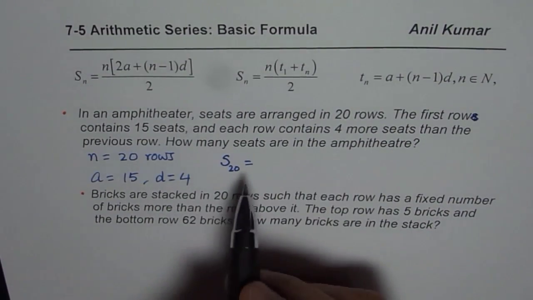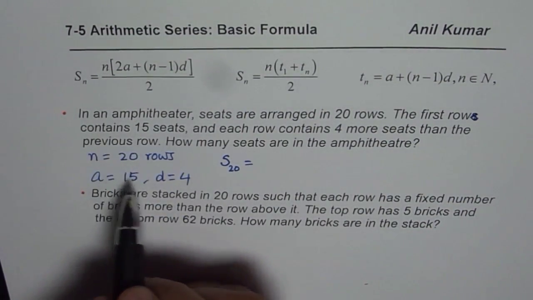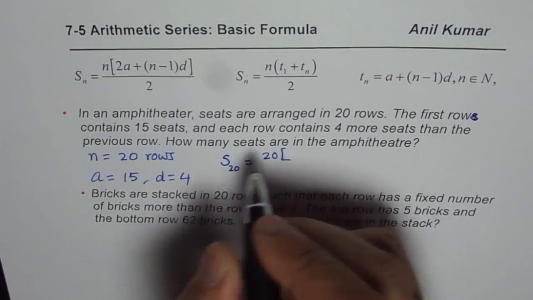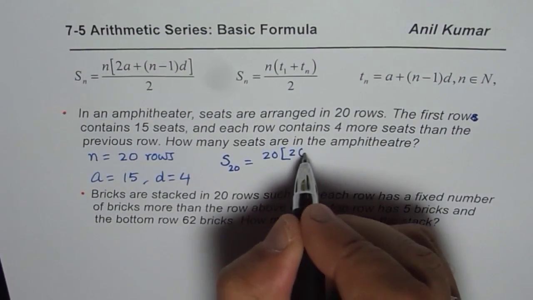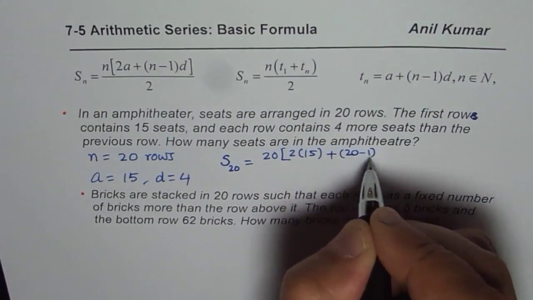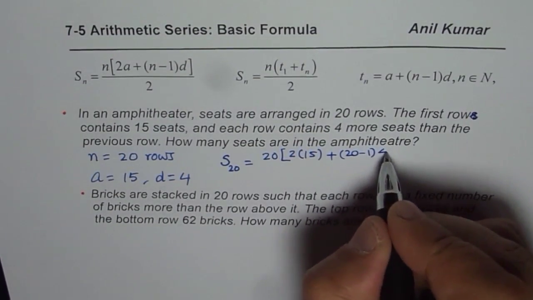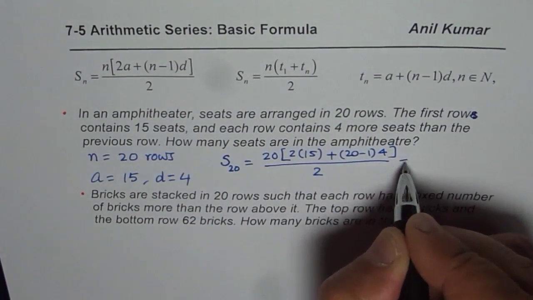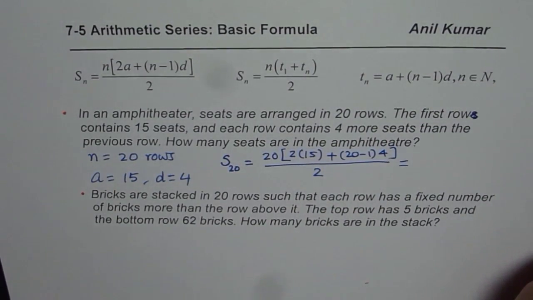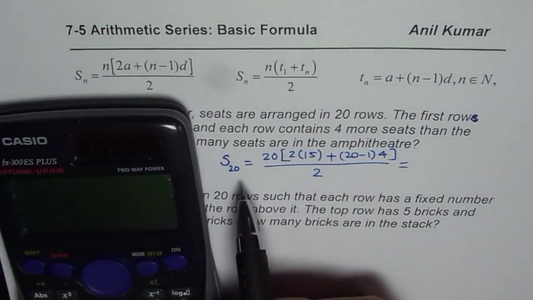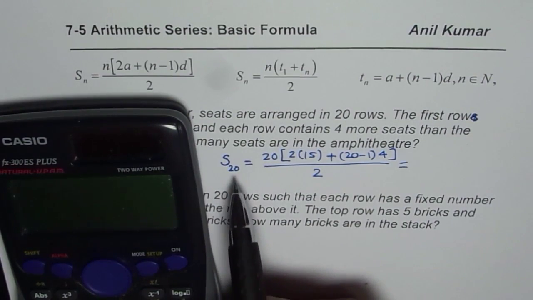Let's place these values in the formula. n is 20, so that's the formula. We'll say 20 times [2 times a, 2 times 15, plus (n minus 1, 20 minus 1) times d, which is 4], bracket close, divided by 2. And then we can find the answer using a calculator, correct? Simple as that. So let's use the calculator and find what is S of 20. That means the number of seats in 20 rows, right?